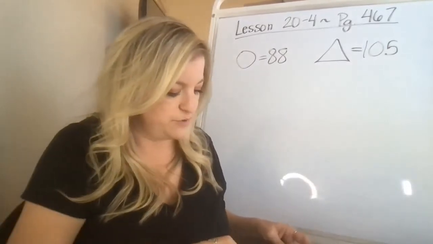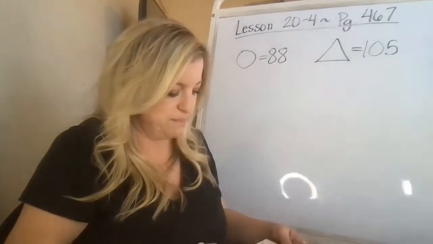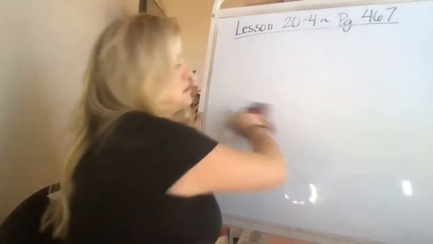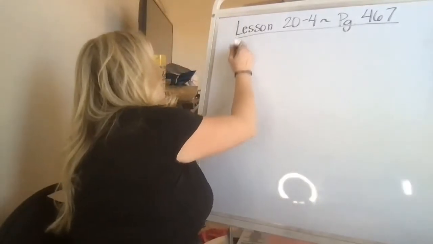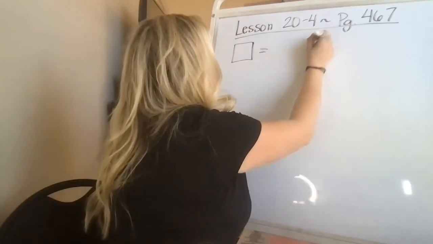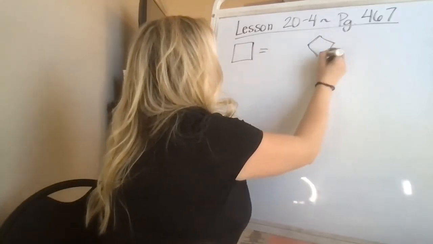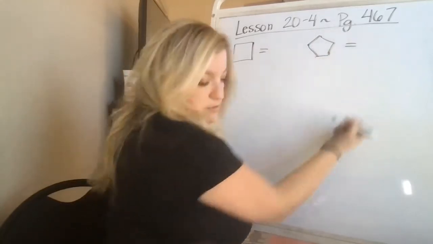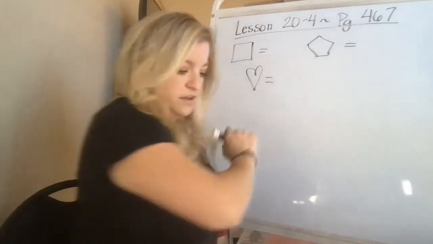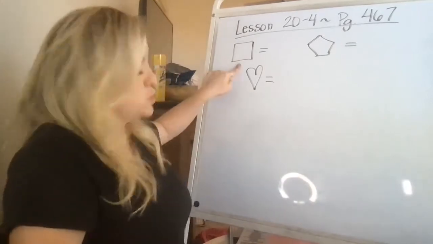Page 470. Write the missing number for each shape in the chart. So we have, I'm going to erase this. We have a square, and I'll write in equals. Square equals. This one again is a pentagon. Ooh, that's a wobbly pentagon, but you get the idea. And then a heart.